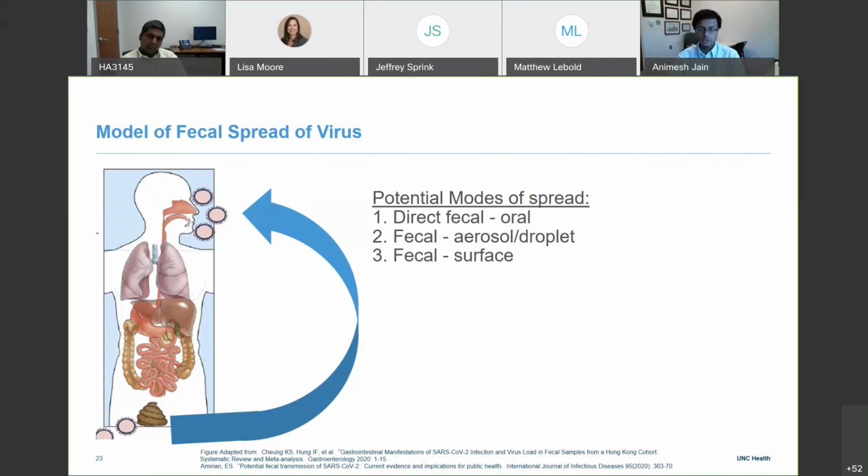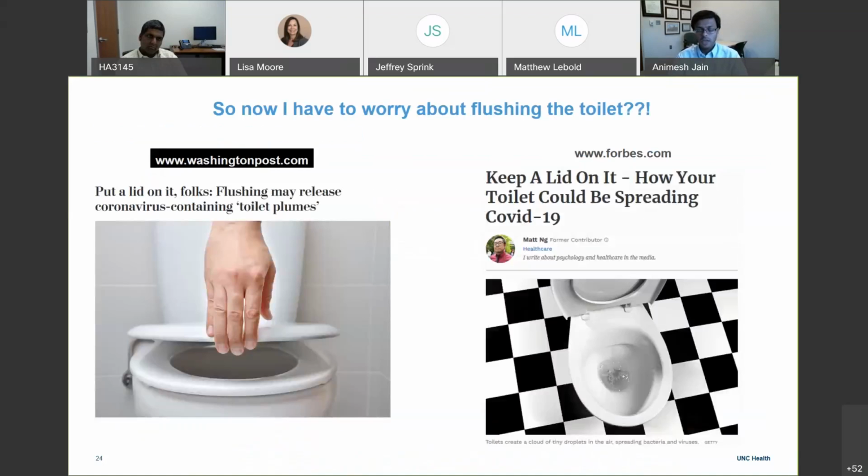This would be stool contaminating the toilet seat or the door handle or the toilet flush knob. So those are kind of potential routes of spread. Next slide. And there's been a lot of media reports of this. Your patients may even ask you about this. So here are two snippets of articles online, one from the Washington Post and one from Forbes, basically raising the concern that the virus could be spread through flushing the toilet bowl, and we have to be careful about flushing.